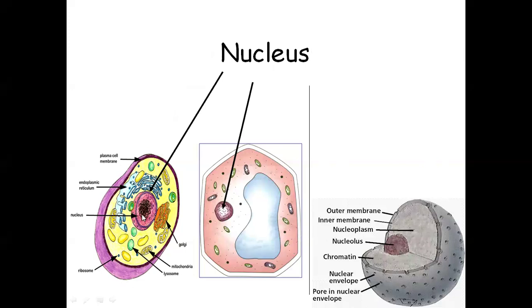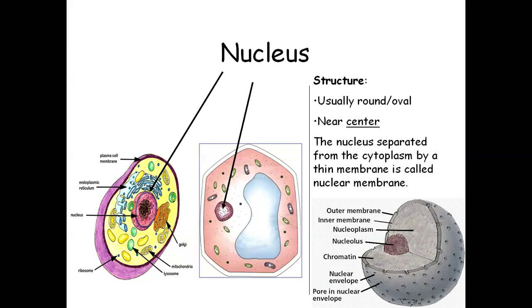So, this region is the core important structure, what we call as nucleus. All the hereditary material is stored in the nucleus. Usually, that would be round or oval in structure and placed in the center of the cell. The nucleus is separated from the cytoplasm by a thin membrane, what we call as nuclear membrane. The nucleus itself has a separate membrane. So that we call as the nuclear membrane. Okay, this is the general structure of the nucleus inside the cell.